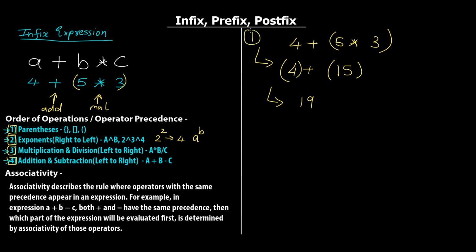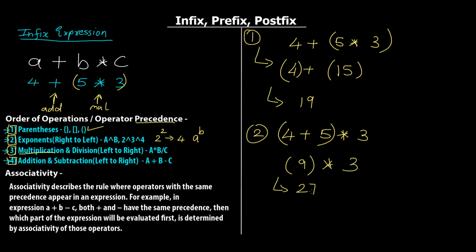Okay, so this is one way to go about it. What if we wanted 4 plus 5 to happen first? Let me write down the second use case, 4 plus 5 star 3. Here, according to operator precedence, obviously 5 star 3 should happen first. But let's say I write 4 plus 5 in parentheses. Now if you see the operator precedence, parentheses come before multiplication. So in this case, 4 plus 5 will happen first, so that would be 9, and then it would be multiplied by 3. So 9 3s are 27. You can see that in these two use cases, the result came out different.